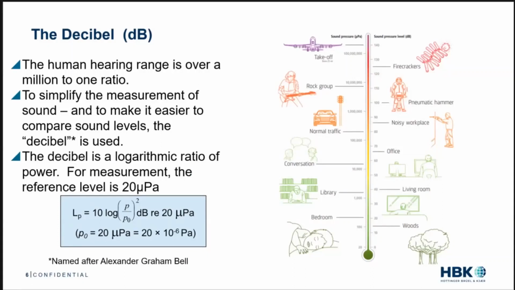20 micropascals is about the threshold of human hearing at 1,000 hertz. The range of human hearing is from about 0 dB to 140 dB. Sustained or repetitive levels over 135 dB peak or over 115 dB RMS will cause hearing damage. The recommended average limit for an 8-hour workday is just 85 decibels. The decibel is 1/10 of a bell, a unit named for Alexander Graham Bell. The decibel is a logarithmic ratio of power. For measurement, the reference level is 20 micropascals.